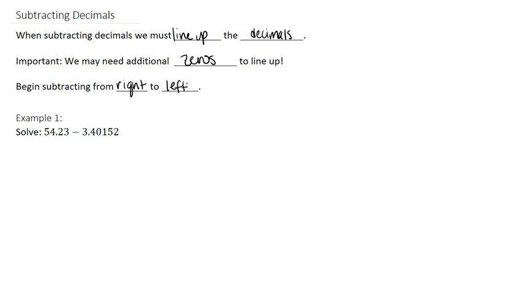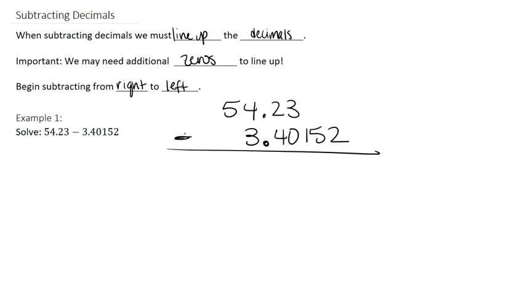Solve 54.23 minus 3.40152. So we put the 54.23 here. We're going to put the 3 here and then the decimal. So we keep the decimals lined up. 40152. And we can then start subtracting, except we need to add zeros. And we need to add 3 zeros in order to keep the top and the bottom the same amount of decimal places after the decimal.